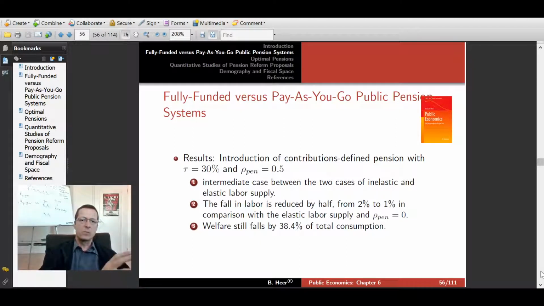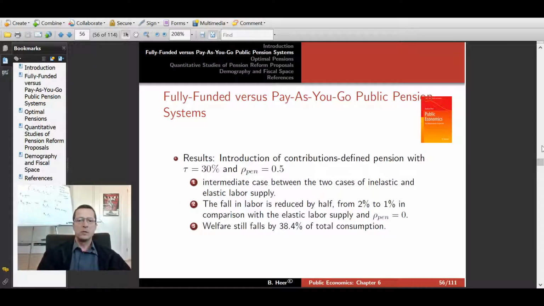So we can see that we can reduce the distortion in the labor supply, so that the change of labor supply is halved, but the overall effect, the welfare effect, is basically driven by the huge reduction in savings, so that total consumption is still less by something like $8,000 in the United States, as we argued before.